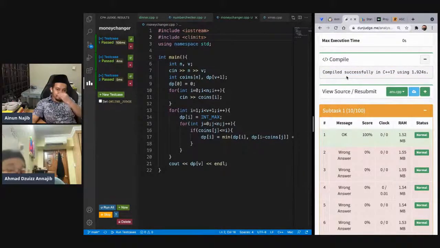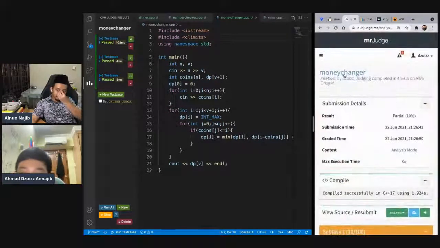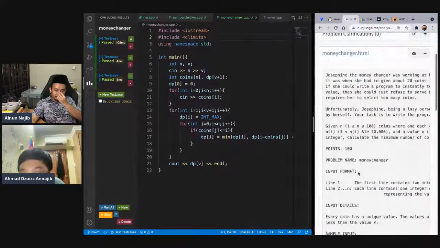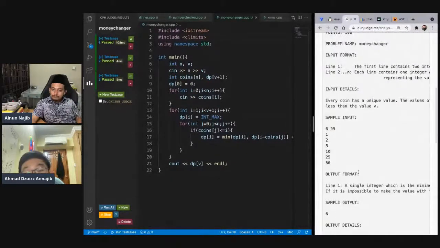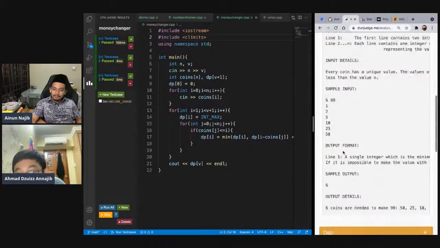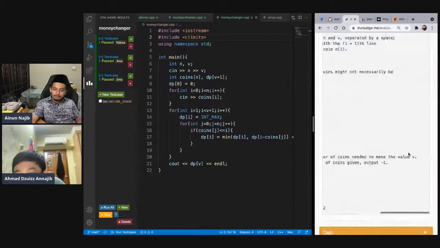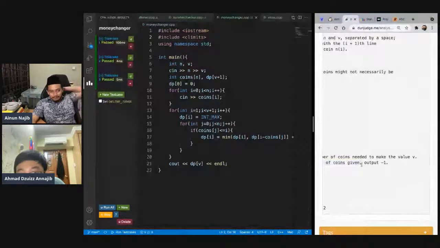Okay, then we need to check the problem now. What did we miss? What is the maximum amount of money we are supposed to print out? Oh, yeah. Maybe if it's impossible. Do you need to print something if it is impossible? Oh, there it is. If it is impossible to make the value, we need to print minus one.